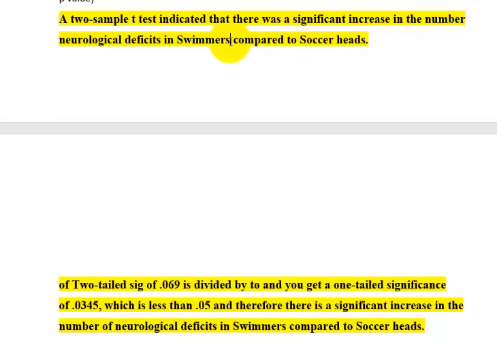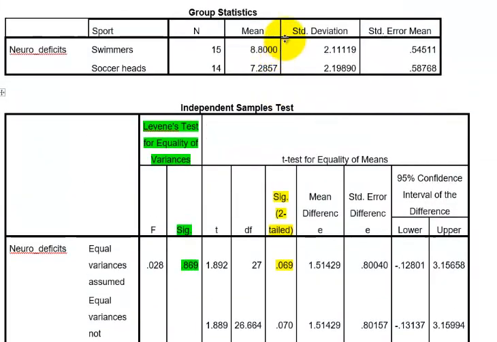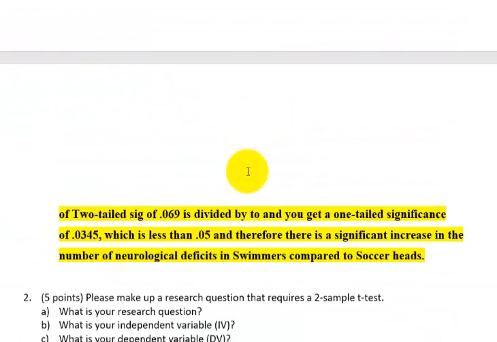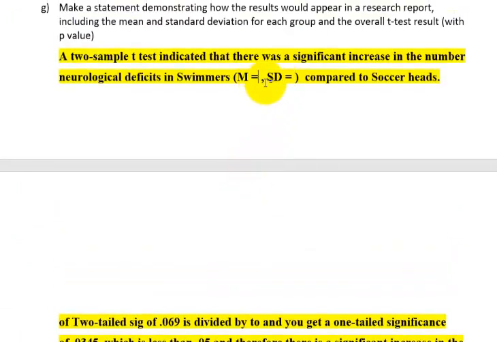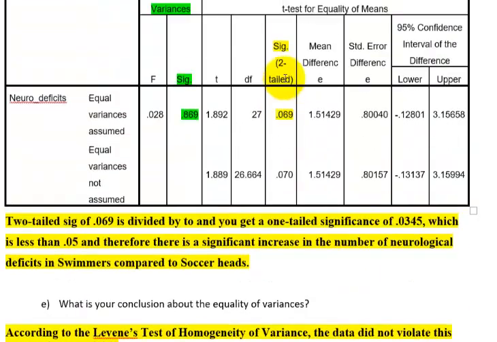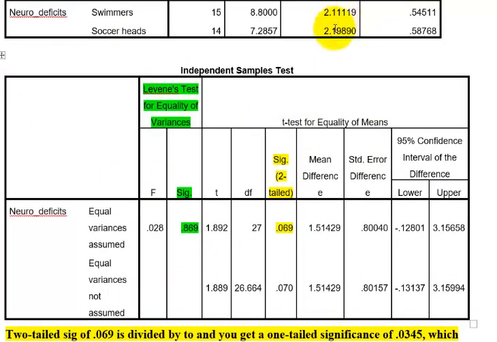Now, for swimmers, this is where you put your mean and your standard deviation, and we get those from up top. Swimmers, right, the mean was 8.80. You only go out to two decimal places. So 8.80, and the standard deviation for swimmers was 2.11.